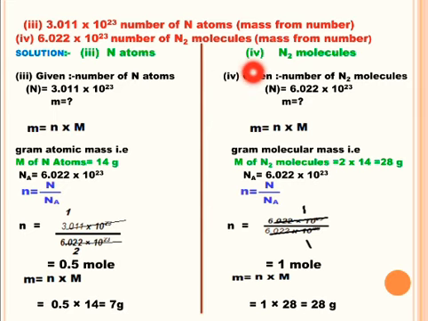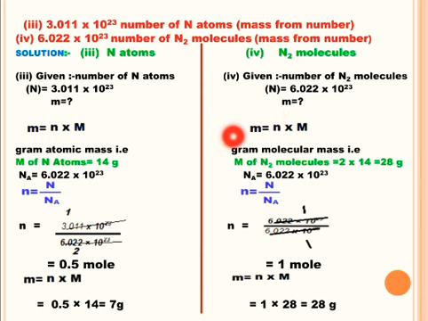Now see part 4, where we have to calculate the mass of 6.022 × 10^23 nitrogen molecules. In part 3, we calculated the mass of 3.011 × 10^23 nitrogen atoms. And here we have to calculate the mass of 6.022 × 10^23 nitrogen molecules. So what is given? Capital N, that is 6.022 × 10^23, and what we have to find out? The small m.